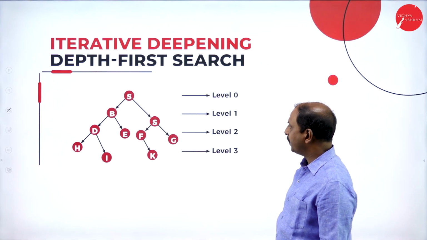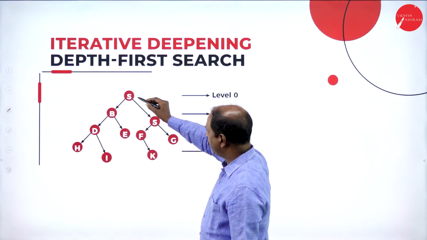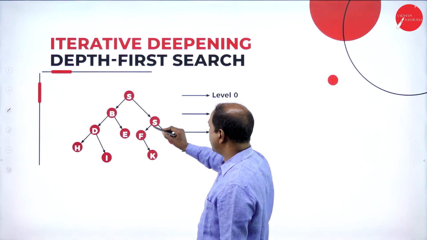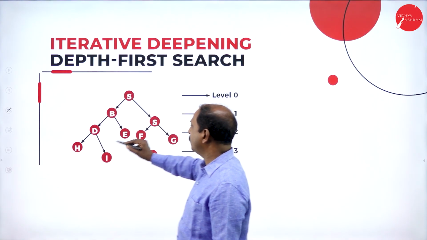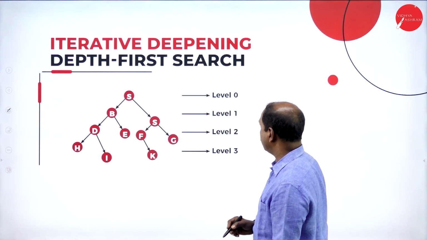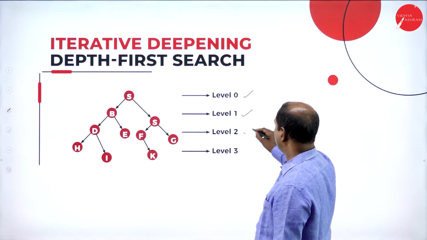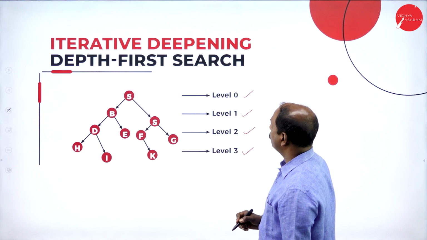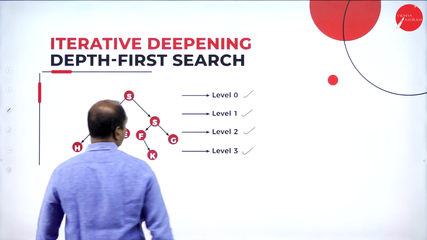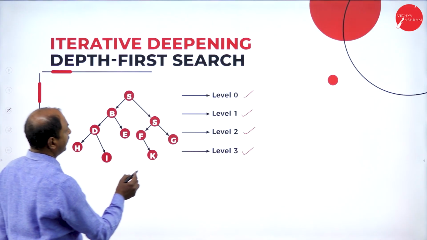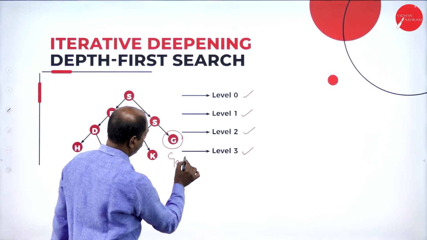Now let us look at the example here. This is the graph with nodes S, B, E, F, K, G, D, I, H. All these are different nodes of the graph. This is level 0, level 1, level 2 and level 3. What is the meaning of iterative deepening depth first search? For example, here G is the goal node.